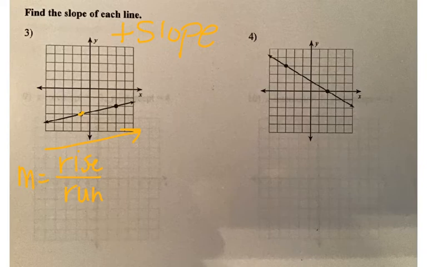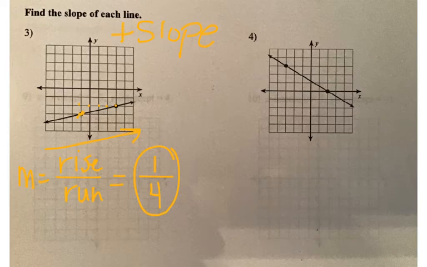Okay, on the left, it's going to go up 1. So our rise is 1. And then how many times over do we go until we hit the second point? 1, 2, 3, 4. So that means our slope for this line on number 3 is 1/4. So going back, we know that it is a positive slope because it goes left to right, it's going up. And then we use rise over run.